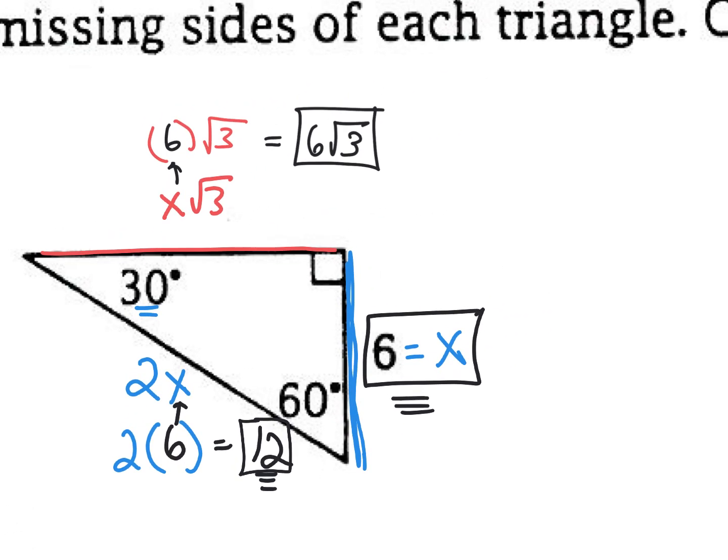When I write my answers, I always write them from smallest to largest. So 6 was the short side. 6 square roots of 3 was the middle or medium side. And then 12 was your hypotenuse.